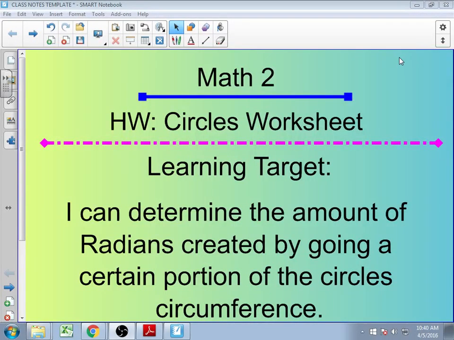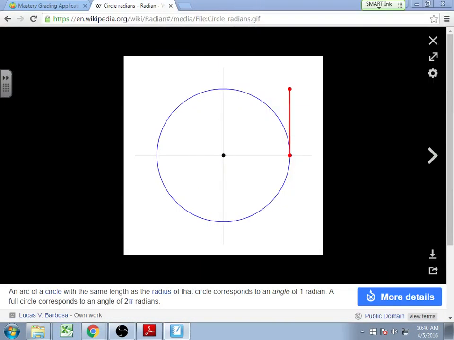All right, so today I wanted us to just go a little bit deeper. This is probably the last day we're going to talk circles and radians.